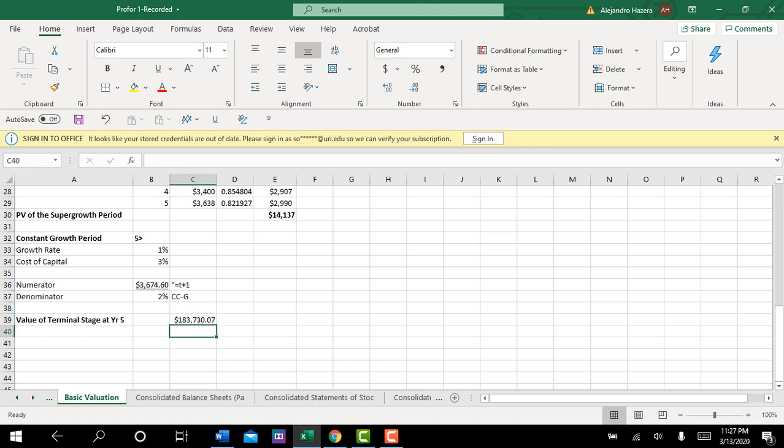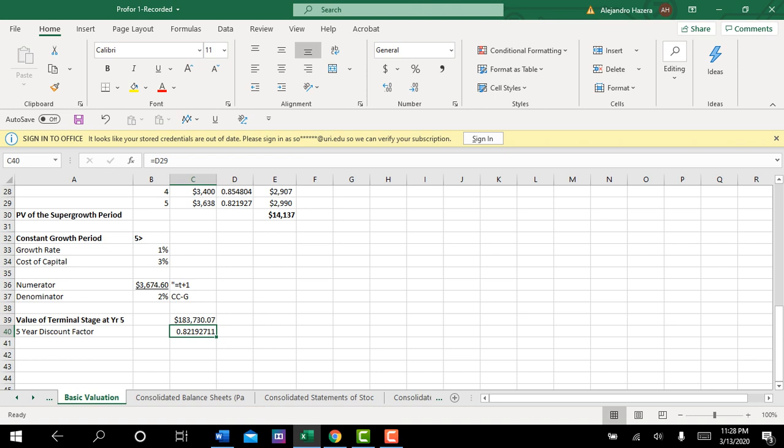Okay, which is relevant, but since that's the value of the terminal stage at year 5, like we've done in class, we have to take that and actually discount it back 5 years to get the present value of the terminal stage. So what I'm going to do, and try to be very transparent about this, is take the 5-year discount factor. The 5-year discount factor is just this number right there. That's the number you would discount back 5 years.